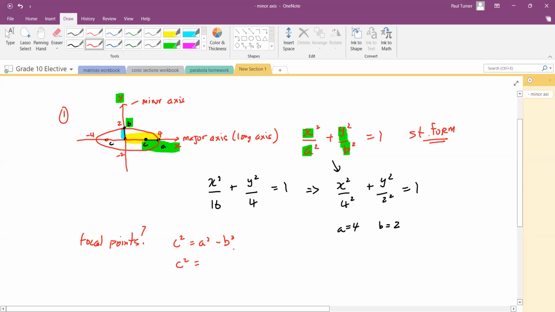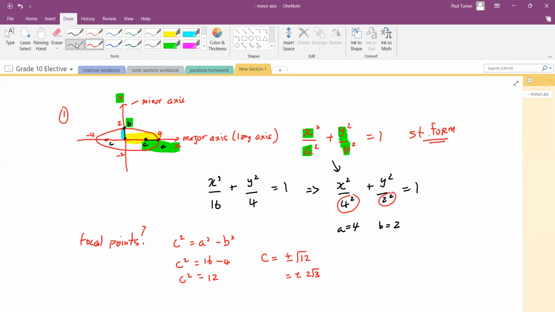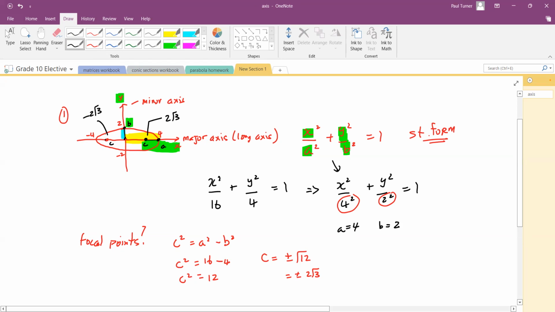So C squared is A squared. So it's basically these two numbers here, 16 minus 4. And B squared is 4. So you'll get 12. C squared is 12. So C will be plus or minus root 12, which is plus or minus 2 root 3. So that would be this value here, C. So this would be 2 root 3, and this would be -2 root 3 on the other side. So that formula is used for getting your focal points.